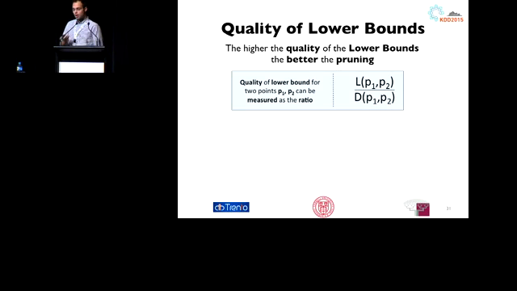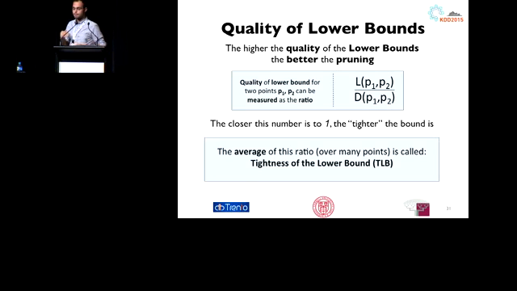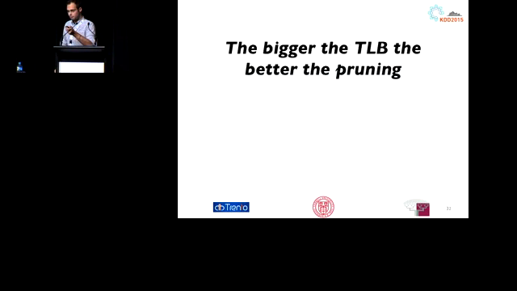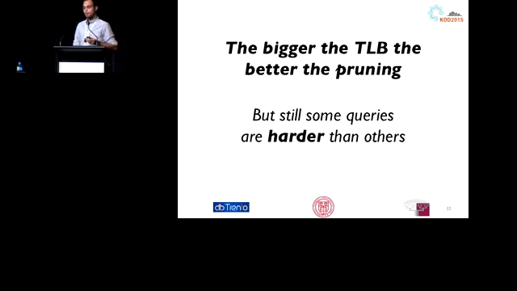So the quality of the lower bound for two specific points can be measured as the ratio of the lower bounding distance over the real distance. The closer this number is to 1, the tighter the bound is. And the average of this ratio over multiple points is called the tightness of the lower bound. So the bigger the TLB, the better the pruning. But still, some queries are harder than others.